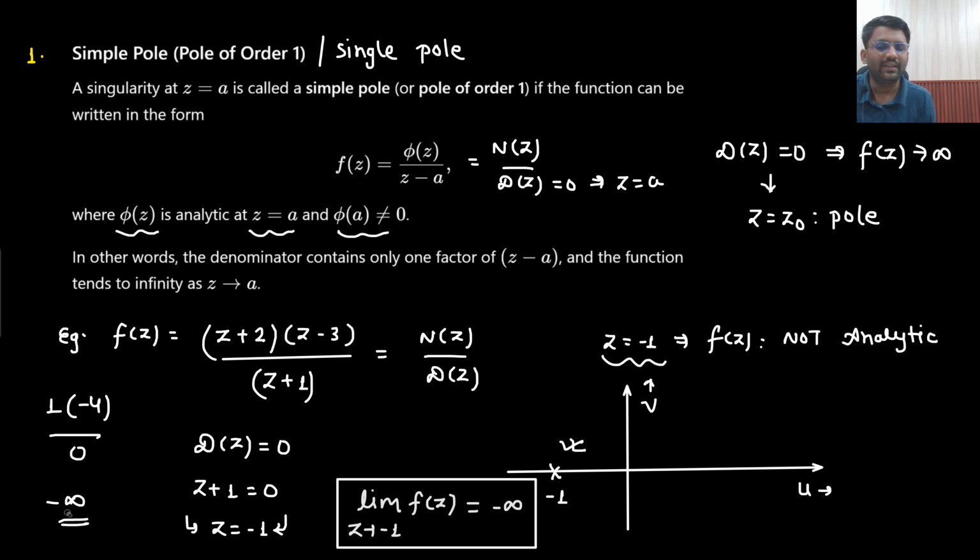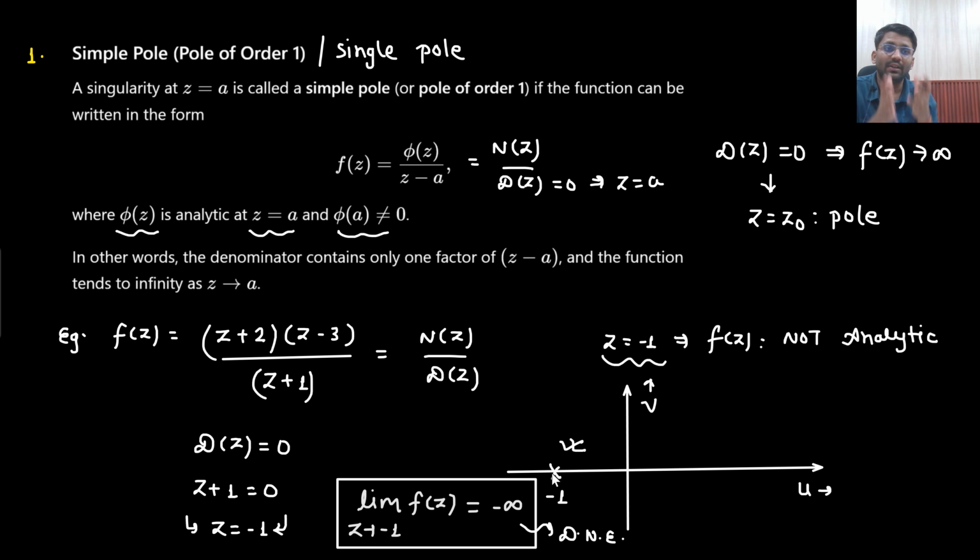If the limit exists, then it might be removable, but if the limit does not exist, there is no chance that it becomes a removable singularity. It will be a simple pole only. And why a simple pole? Because this pole is occurring only once. z equals minus 1 is occurring only once. I hope it is completely understandable to you.